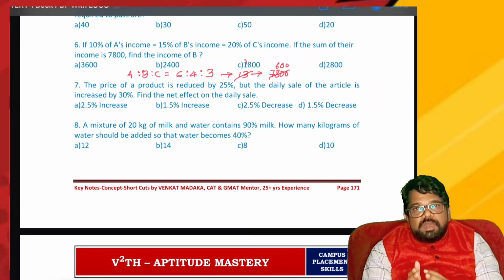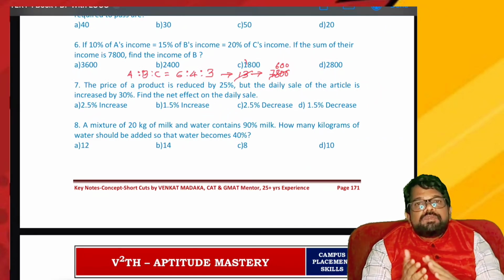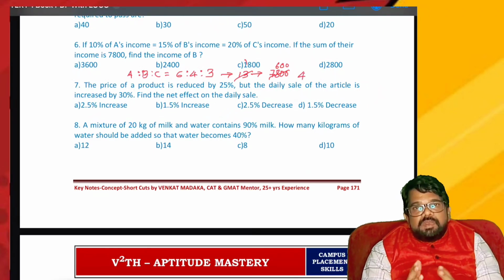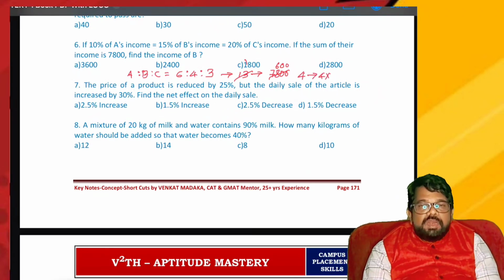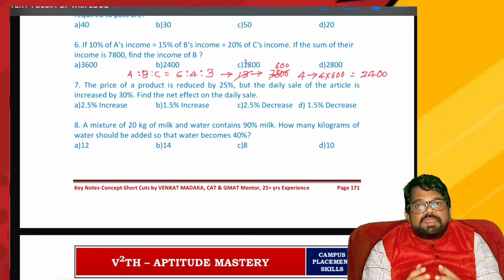If 1 part is 600, what about 4 parts value? 4 into 600. What is 4 into 600? 4 6s are 24. 2,400. So what is B's income now? 2,400 is the answer.